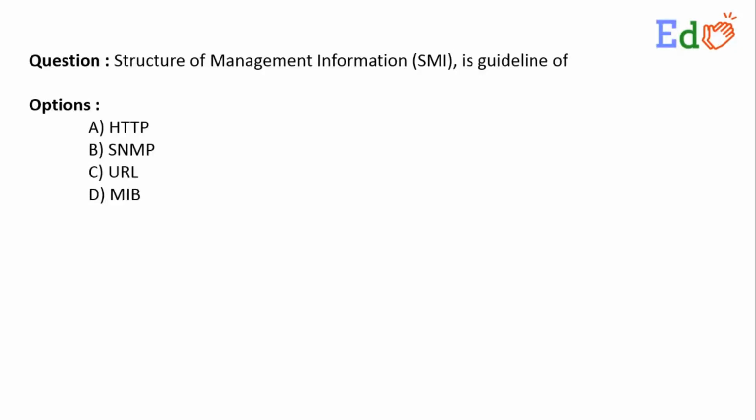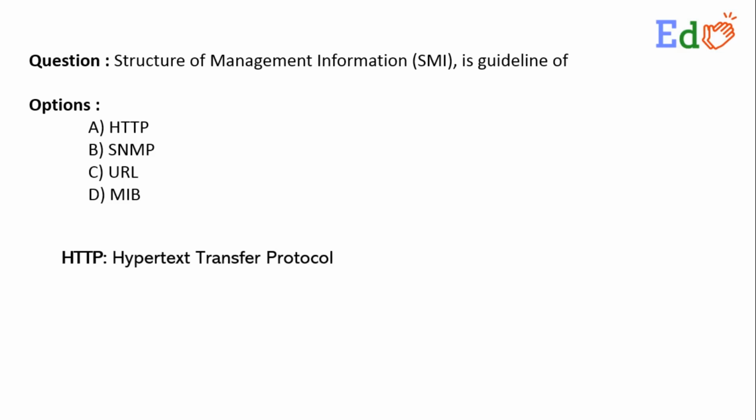Here in this question, we are having structure of management information. That is, the SMI, structure of management information, is a guideline of, we are having four options: HTTP, SNMP, URL and MIB. So four options are there. So let me discuss one by one and then we shall go to the correct answer.